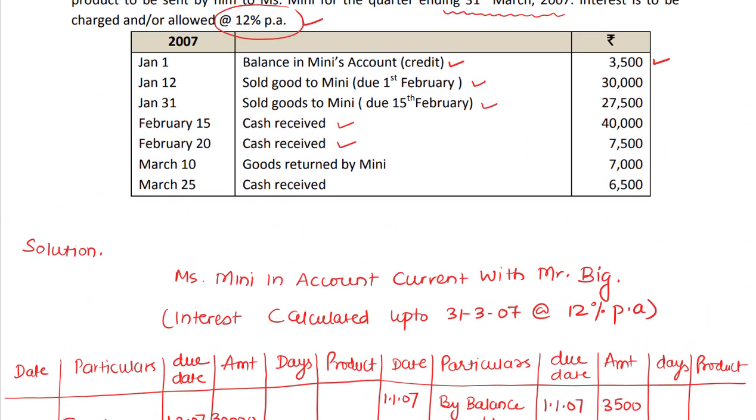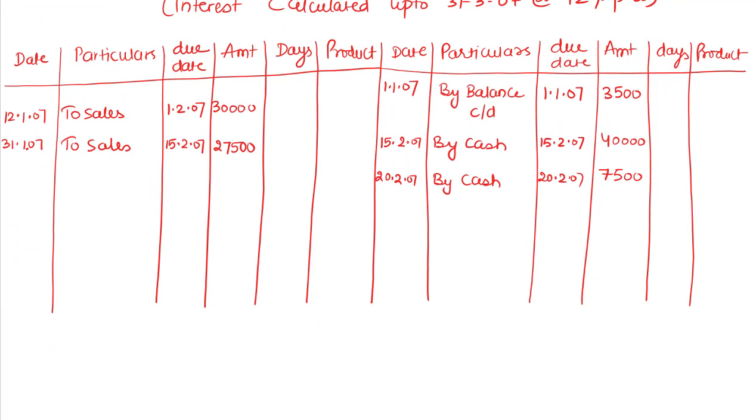Next transaction, goods returned by Mini. So it's a sales return. 10th of March, 7,000. Sales return account debited to Mini. So 10th March 07, by sale return 7,000.